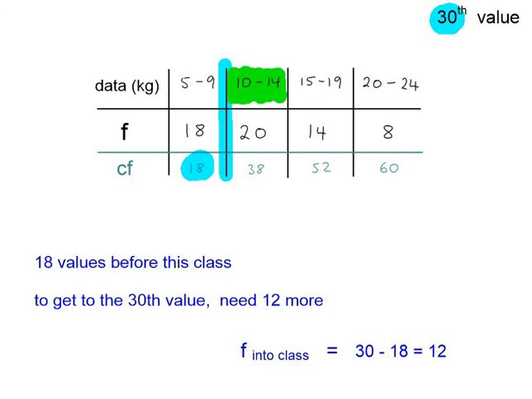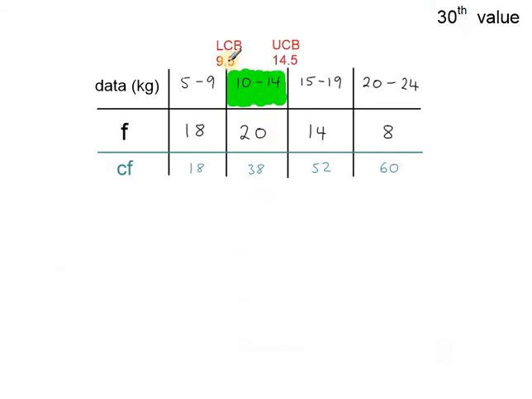Next, we work out class boundaries. So that's 9, that's 10, so in the middle we've got 9.5, and likewise here we have 14.5. Lower class boundary, upper class boundary. So the class width is 5. We are now at a stage where we can use the interpolation formula.